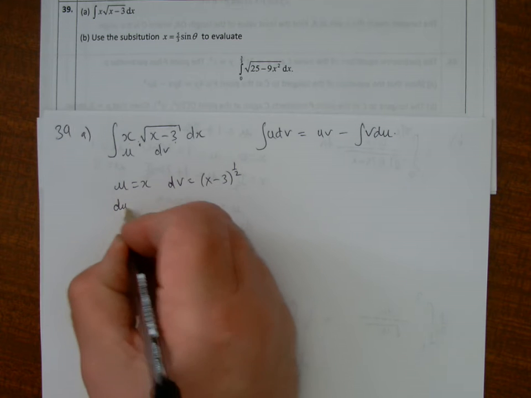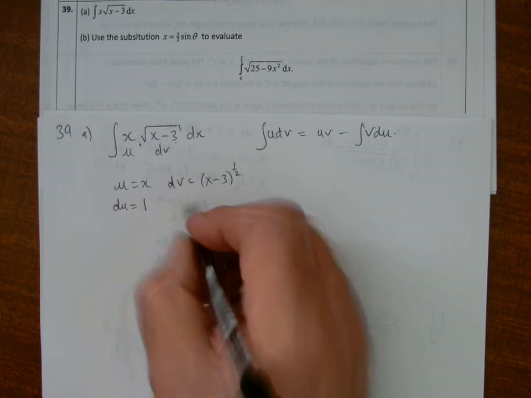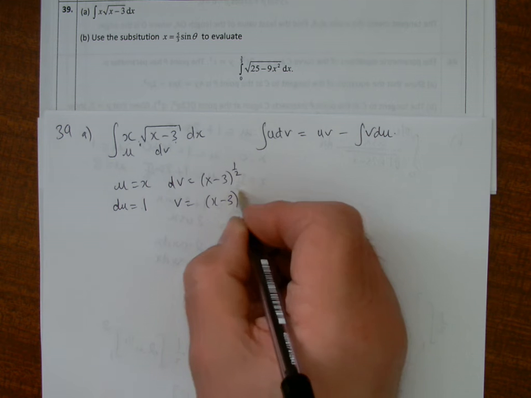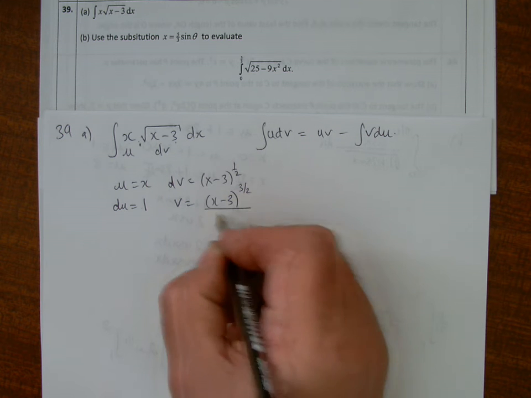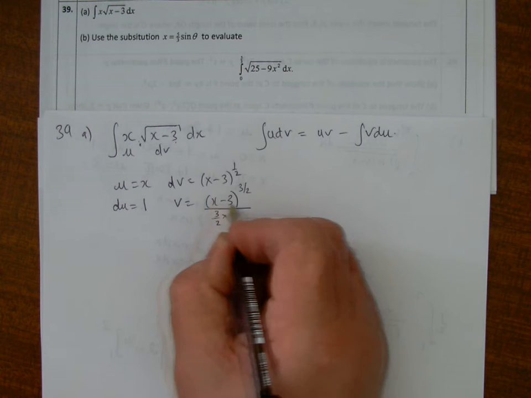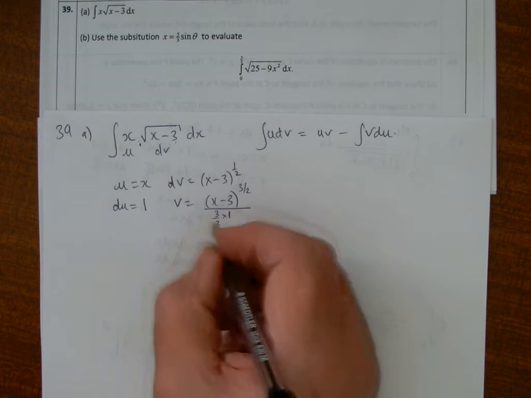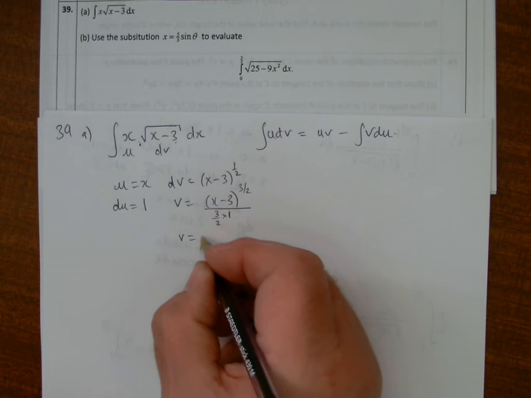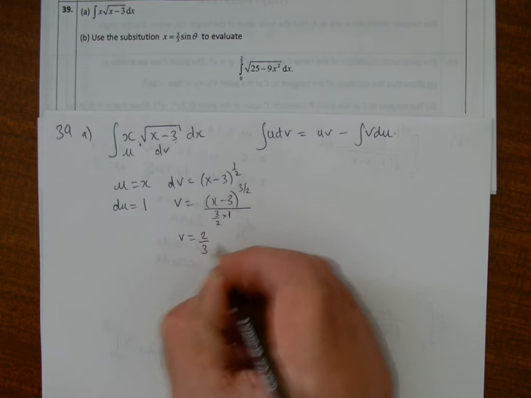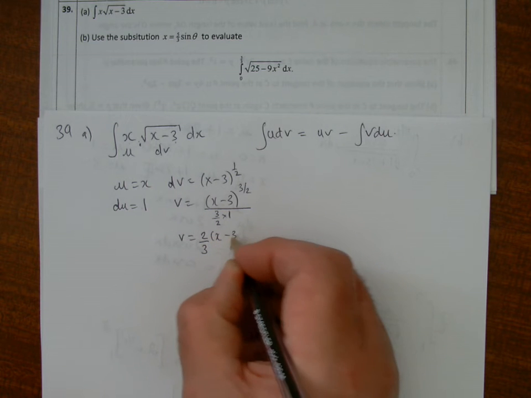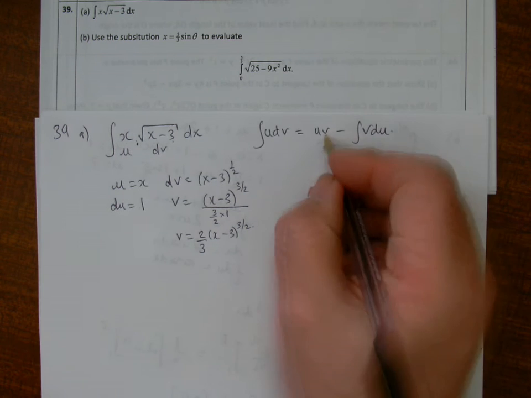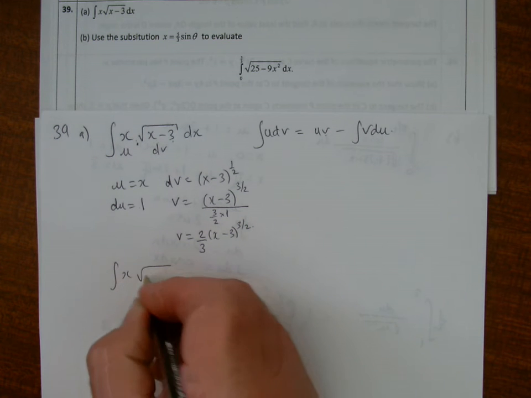So du, differentiating x, is 1, and integrating this bracket, x minus 3, add 1 to the power, divide by the new power, and then on the bottom multiply by the differential of the bracket, which is 1. So just tidy this v up a bit. Dividing by 3 over 2 is the same as timesing by 2/3. So there's v.